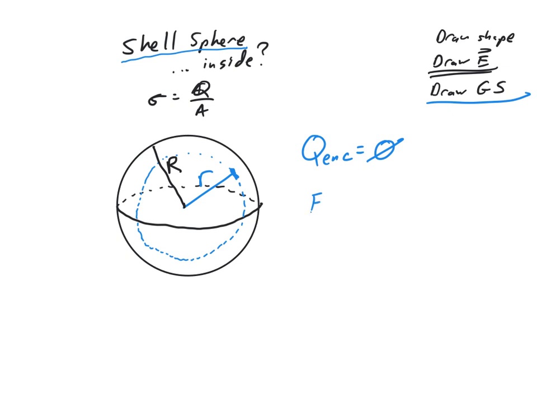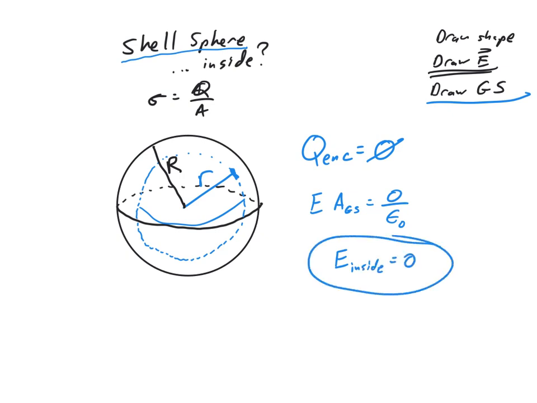Therefore, the electric field times the area of the Gaussian surface will be equal to 0 divided by epsilon naught. The area is not 0, the area is 4 pi little r squared. Therefore, it must be the electric field inside is 0. There we go.